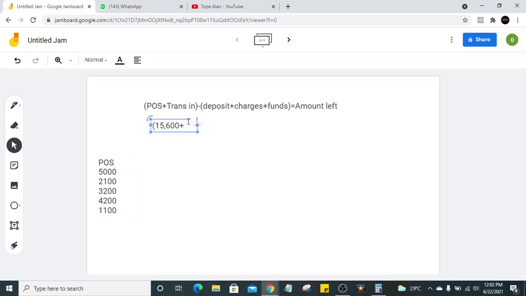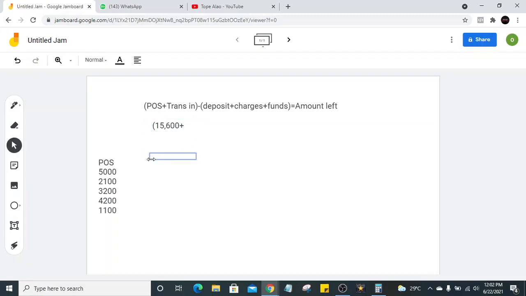So this trans in you are seeing here is, maybe you usually collect transfer from customers that want to withdraw and say, oh, I did not carry my ATM, do you accept transfer? Some of us do it, though it's not that safe, but we can't ignore it here. So this is what I call trans in, that's transfer in. That is the transfer you accept to your account. So you add that value to the POS amount.